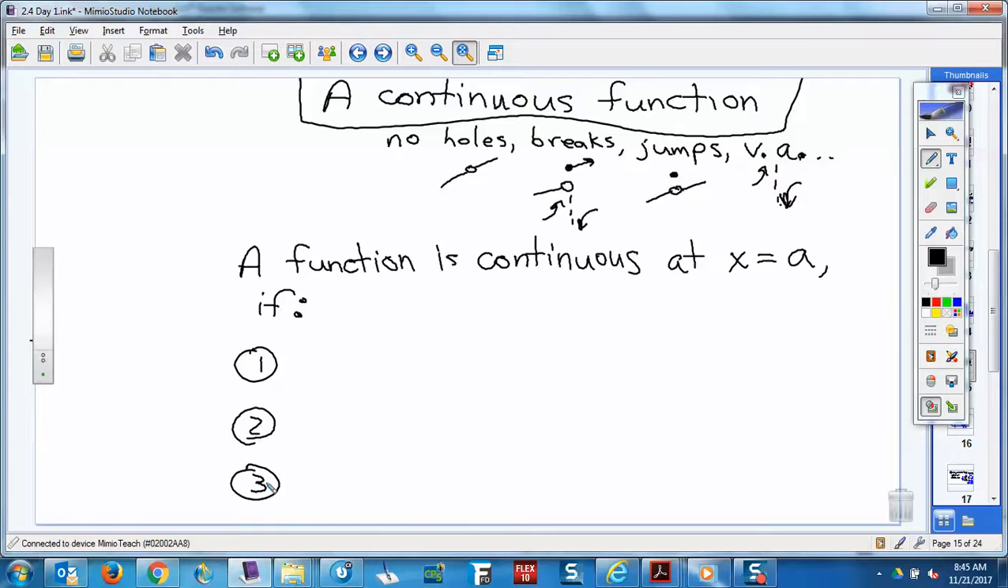Okay, so if any of these three are violated, now I'm writing this a little different than they do on page 106. On page 106, they define what it means to be discontinuous. Okay, so I'm defining what it means to be continuous. So if any of these three are violated, then it's discontinuous, meaning not continuous. Okay, so a function is continuous at x equals a if f of a is defined.